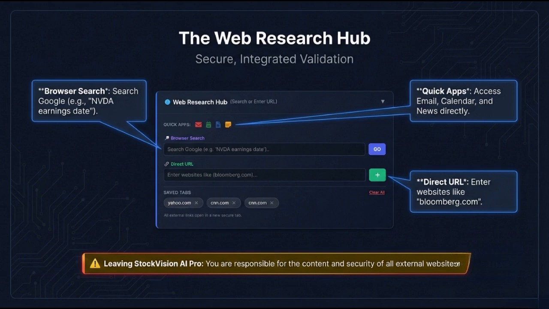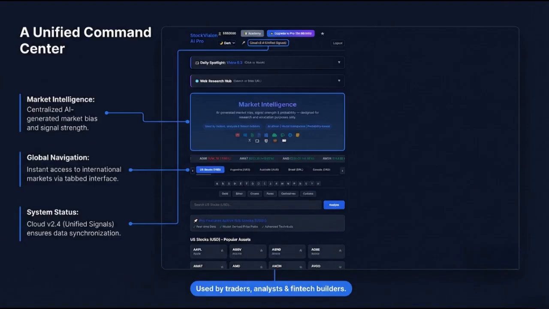The Web Research Hub ensures secure validation with integrated browser search, direct URL access, and quick apps for efficient external research. Finally, the Unified Command Center centralizes AI-generated market bias, signal strength, and global market data for traders and analysts. StockVision AI Pro, empowering your market research with advanced intelligence.